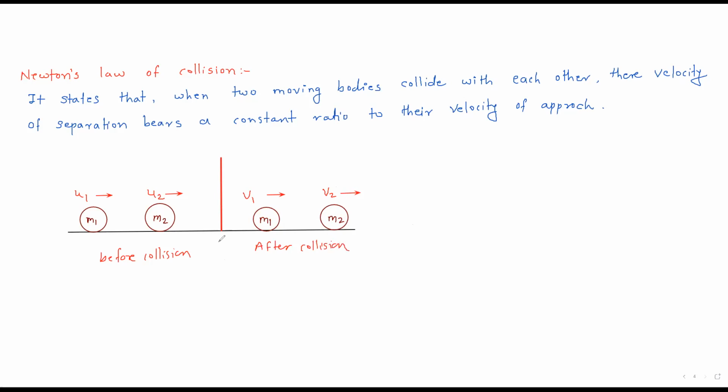Okay. Again they will get separate after collision. Now what is velocity of approach? According to Newton, what he says is that when two moving bodies collide with each other, their velocity of separation bears a constant ratio to their velocity of approach. Velocity of approach means you have to see the diagram before collision, how they are approaching each other. So here, if u1 is greater than u2, then your velocity of approach will be u1 minus u2.